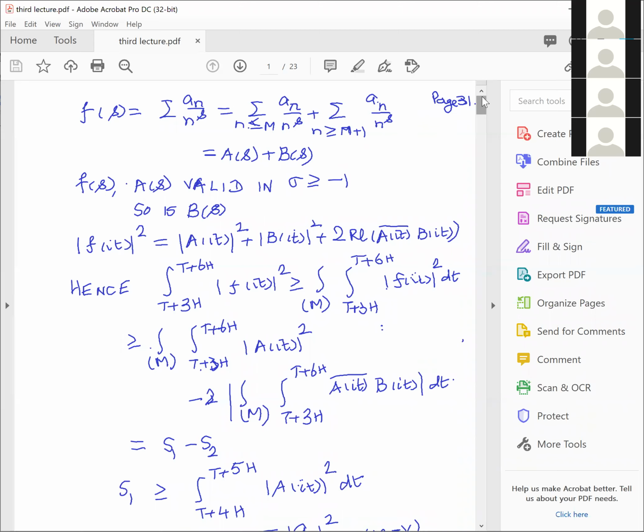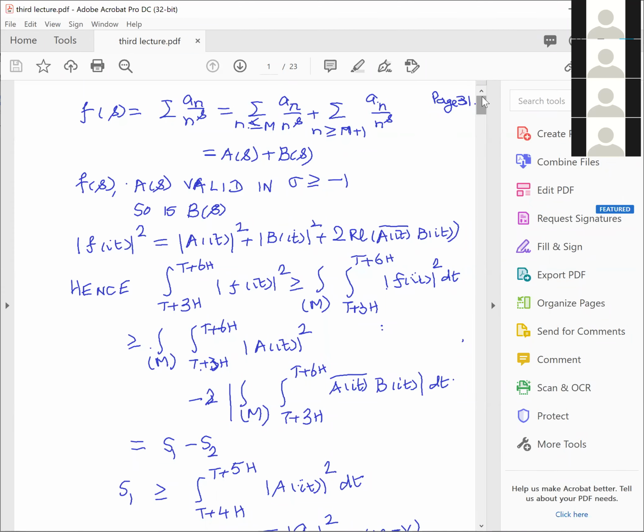which is bigger than or equal to mod a of it whole square, which I am keeping. But on the other hand, b of it whole square I don't even know how to deal with. Fortunately for me, b of it whole square is a non-negative function, and I am only interested in the lower bound. Since I am interested only in the lower bound and b of it whole square is non-negative, I can as well forget it.